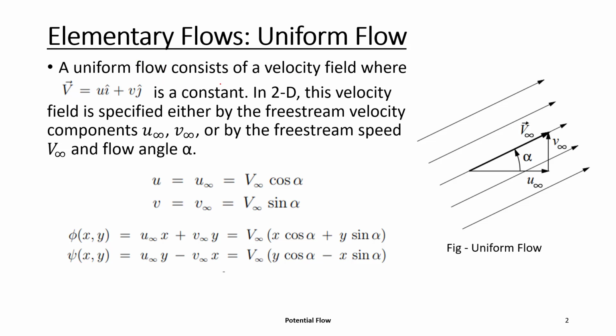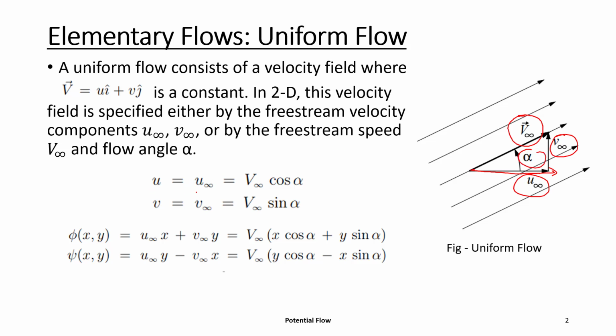So uniform flow consists of a velocity field where V equal to u i cap plus v j cap is constant. So in this velocity field, velocity is constant. In 2D, this velocity field is specified either by the free stream velocity components u infinity, v infinity, or by the free stream speed V infinity and flow angle alpha. So either we need u infinity and v infinity, that is x and y components, or its magnitude V infinity and angle alpha.